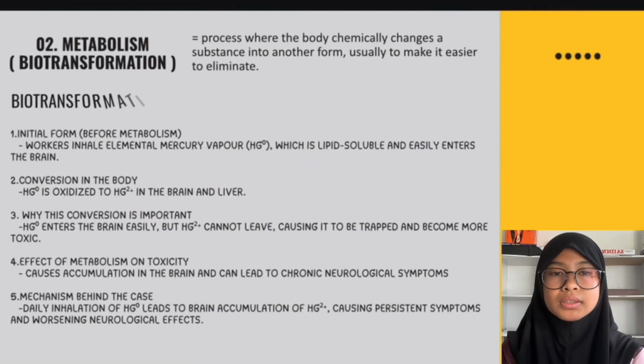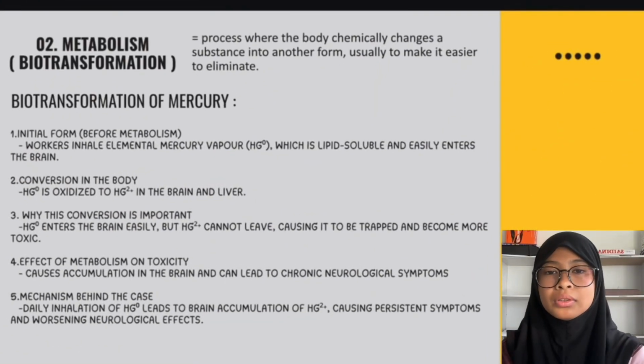Next is metabolism, or biotransformation. Metabolism is the process where the body chemically changes a substance into another form, usually to make it easier to eliminate. Firstly is the initial form before metabolism. Workers inhale elemental mercury vapor, Hg, which is lipid soluble and easily enters the brain. Second is conversion in the body. Hg is oxidized to Hg2+ in the brain and liver. Next, why is this conversion important? Hg enters the brain easily, but Hg2+ cannot leave, causing it to be trapped and become more toxic.